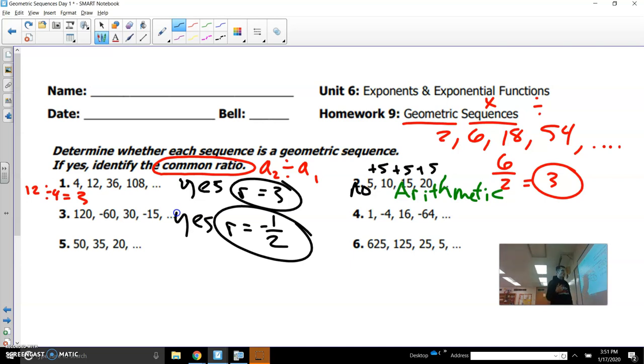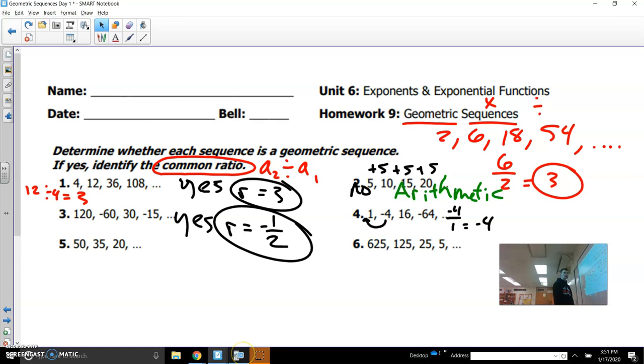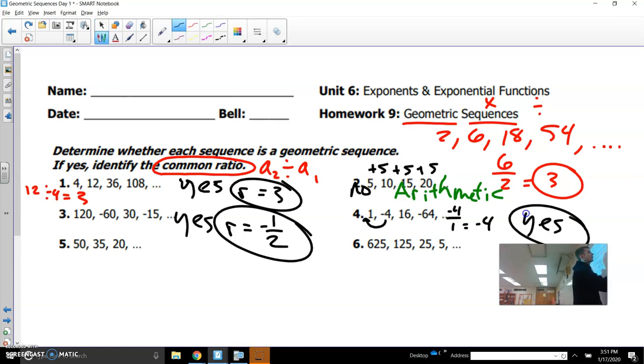So let's look at another one. 1, negative 4, 16, negative 64. If we divide these first two numbers, negative 4 divided by 1 is negative 4. And that is a consistent value that gets me throughout the sequence. If you keep multiplying by negative 4, the signs keep alternating, and that is correctly giving me every other value in the sequence. So that is also correct.